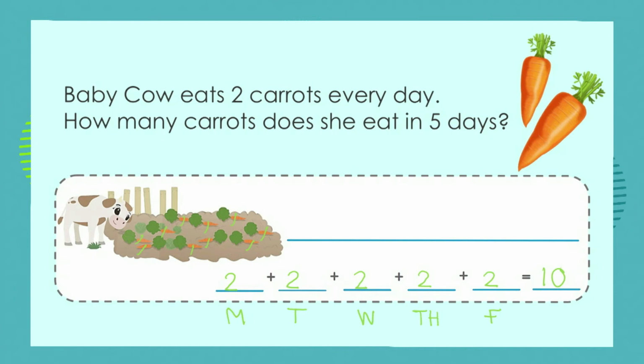So let's write our sentence. We can say, she will eat 10 carrots. Okay, so as you can see, grade 1s, this story sum was a little bit different because it didn't have the word all together, but we did need to remember to add. So let's have a look at another example over here.